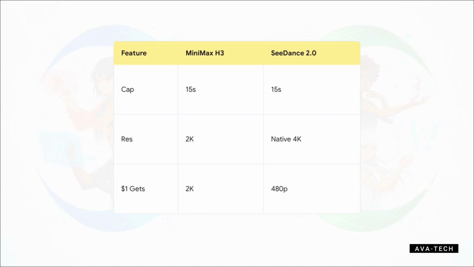On the flip side, SeeDance 2 skips the audio and open access entirely and just pours every ounce of computing power into pristine native 4K and massive reference capacities. But remember, dollar for dollar, that same budget on SeeDance only gets you 480p. It paints a crystal clear picture of two distinct models built for totally different needs.